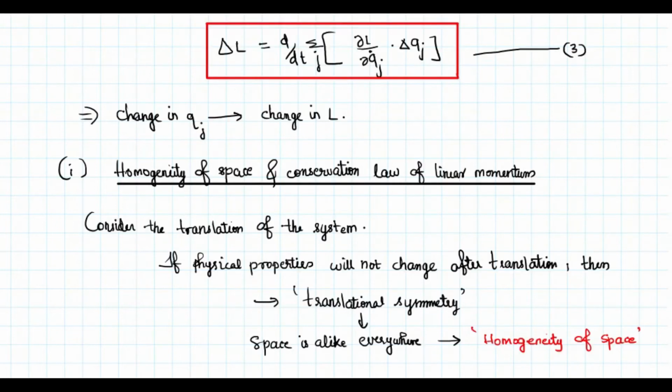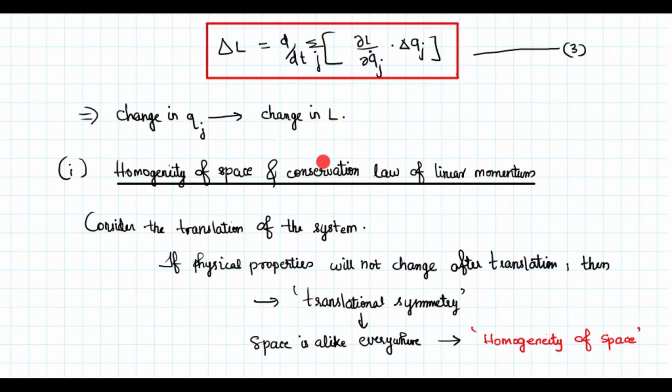Now for the entire system, I am going to put a summation. So the equation will be delta L is equal to d by dt of summation over j dou L by dou Qj dot into delta Qj. I am marking it as equation number 3. So this equation number 3 tells us that whenever there is a change in Qj, your Lagrangian will change.